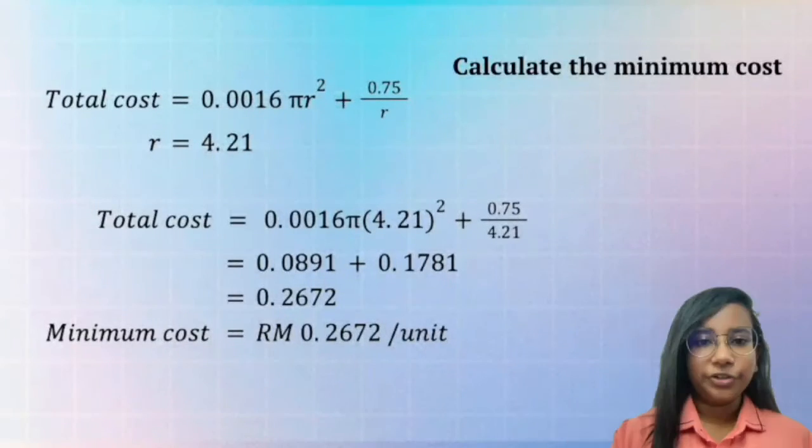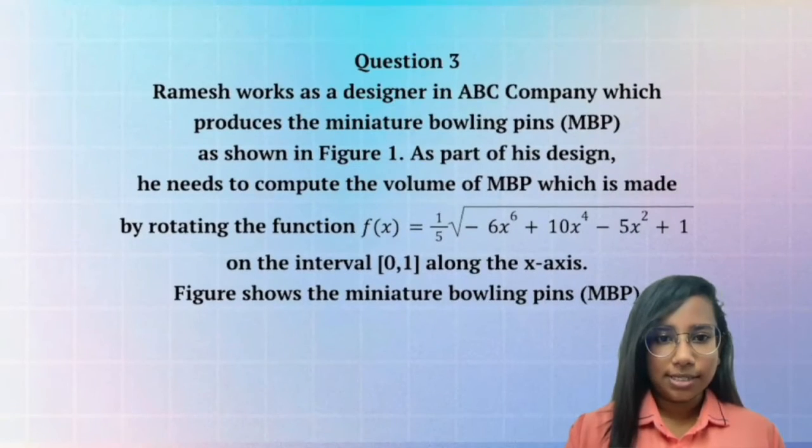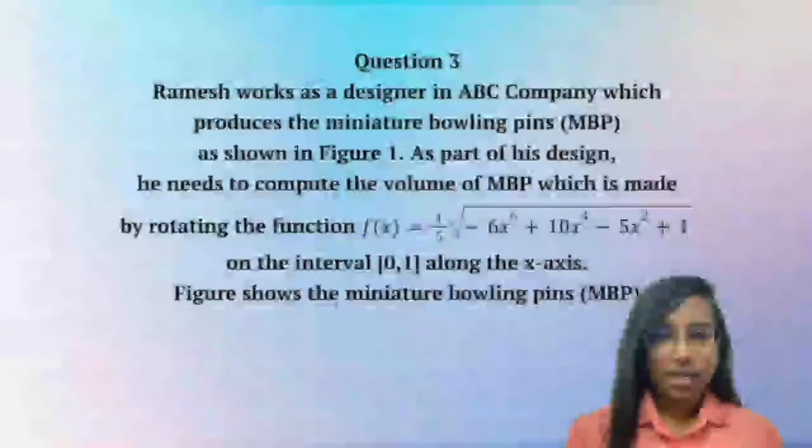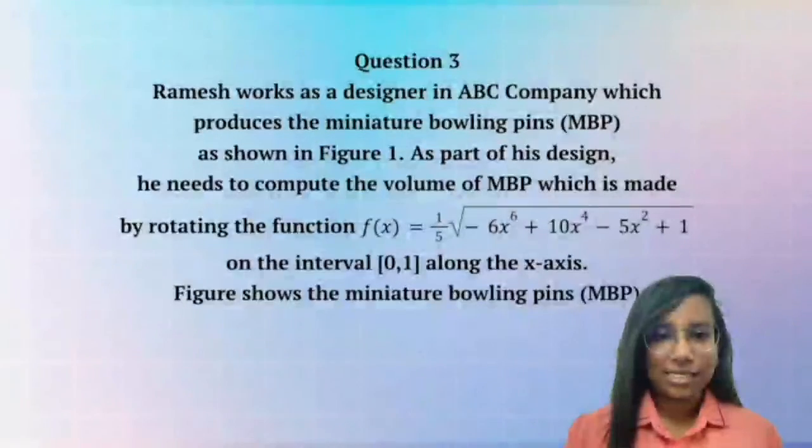Question 3. Ramesh works as a designer in ABC Company, which produces miniature bowling pins (MBP) as shown in Figure 1. As part of his design, he needs to compute the volume of MBP, which is made by rotating the function f(x) equals 1/5 square root of negative 6x to the power 6 plus 10x to the power 4 minus 5x squared plus 1 on the interval 0 to 1 along the x-axis.